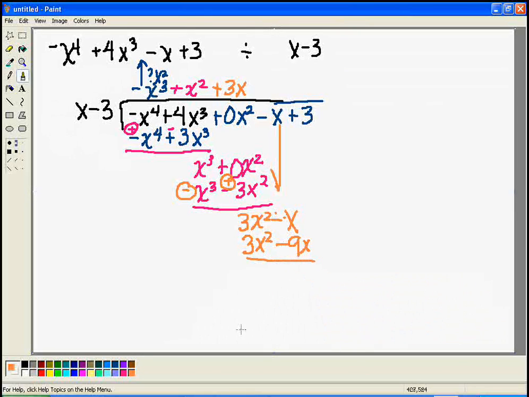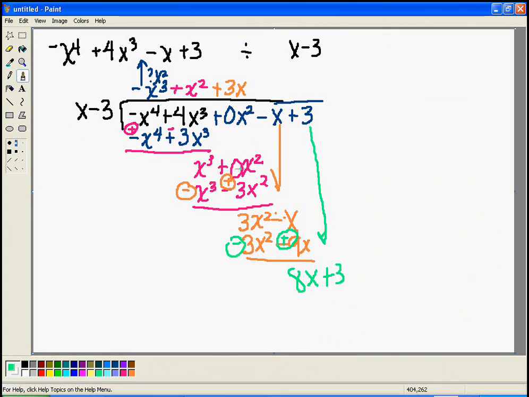Changing the signs, so I want to keep track of that. So this is negative. It's going to be positive. Okay, 3x squared minus 3x squared gives me 0. Minus x plus 9x gives me an 8x. Finally ready to pull down this last term.